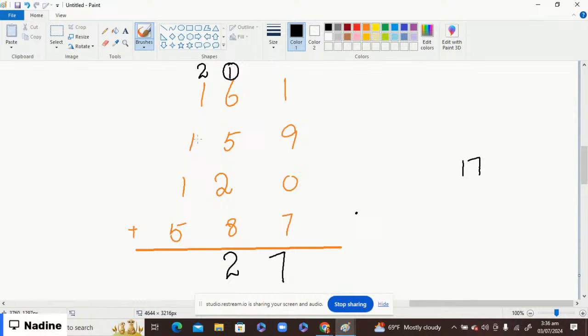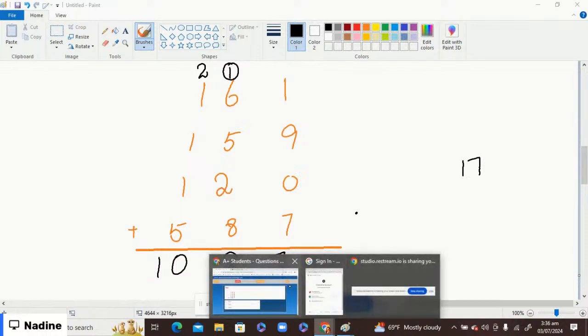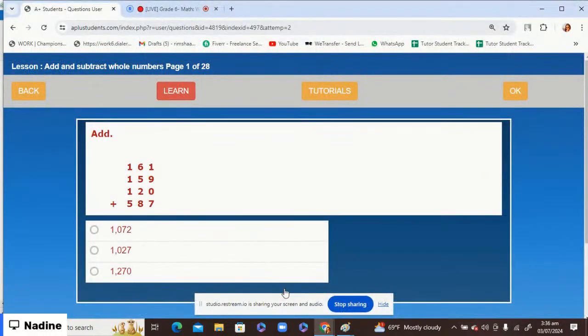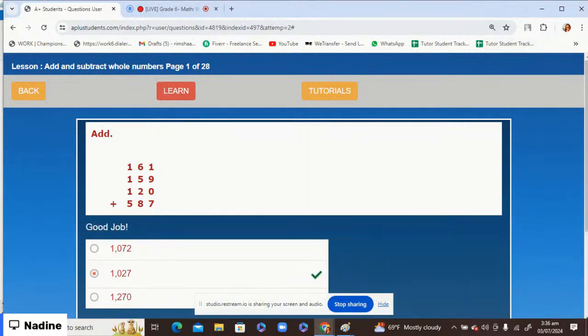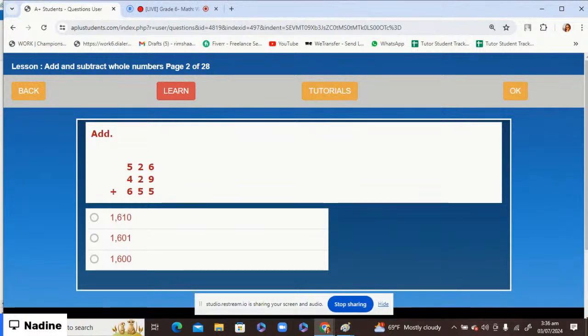Now 2 plus 1 plus 1 plus 1, 2, 3, 4, 5. 5 plus 5 is 10. There, that is 1027. Let's check. Is there any option for 1027? Yes, it's here, option B. So we can go with it. Understand?